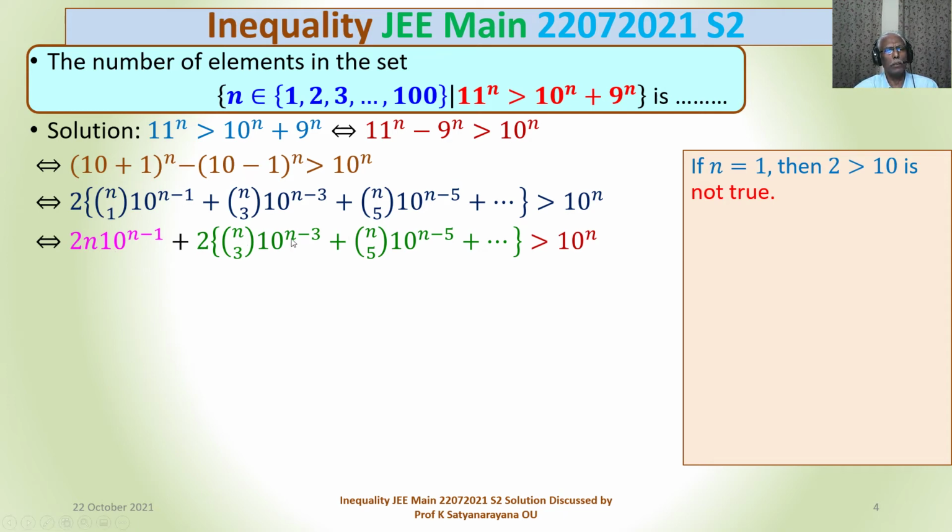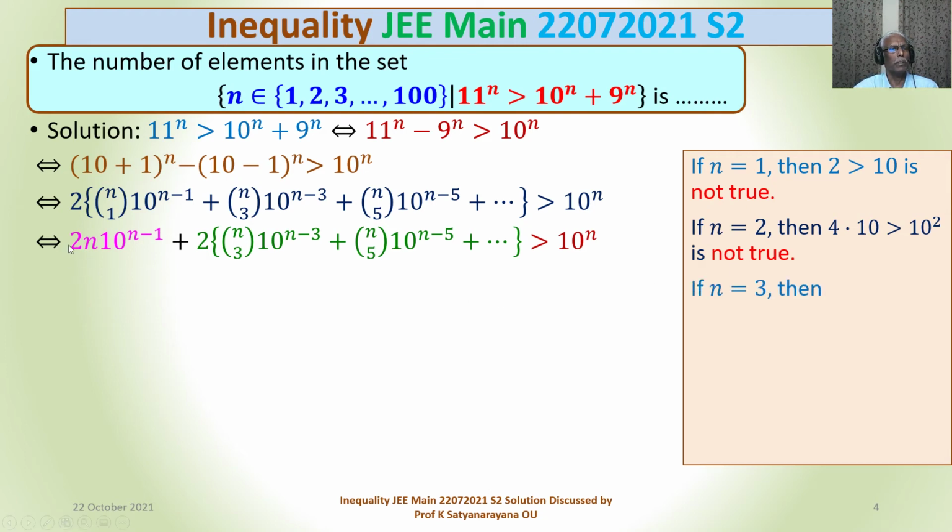And there is no contribution from the other terms when n is equal to 1, because 1C3 has no meaning. Therefore, that will be 2 greater than 10, which is not true. Suppose you take n is equal to 2: 2 into 2, 4, into 10 to the power of 2 minus 1, 10, that is 40, and no contribution from the rest, greater than 10 square. That is not true.